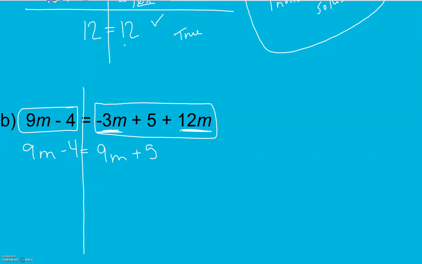Now, left side's as simple as I can get it, right side's as simple as I can get it. I can subtract 9m to get my variables together. Positive 9 minus 9 gives me 0. Positive 9 minus 9 gives me 0. My m's have canceled out. I have no more m's. Negative 4 equals 5. Here, negative 4 does not equal 5, so we say that there is no solution.